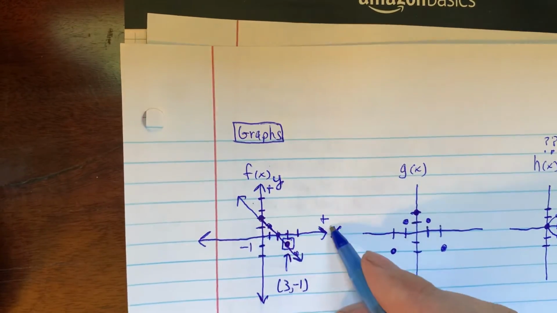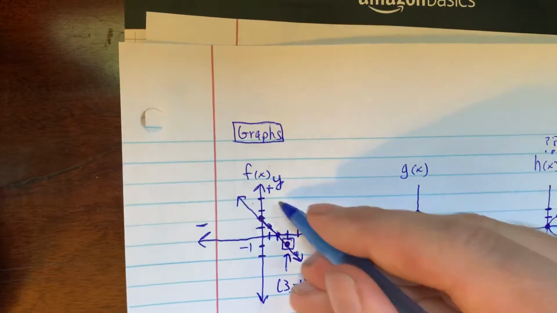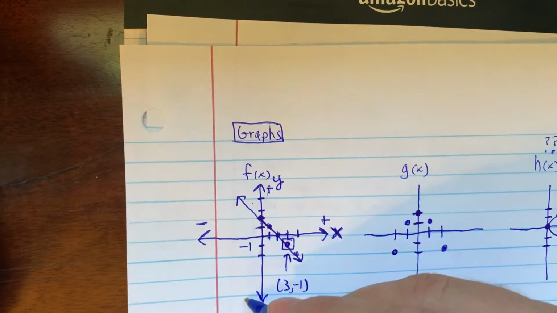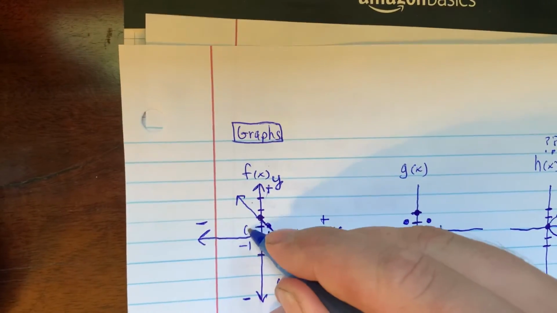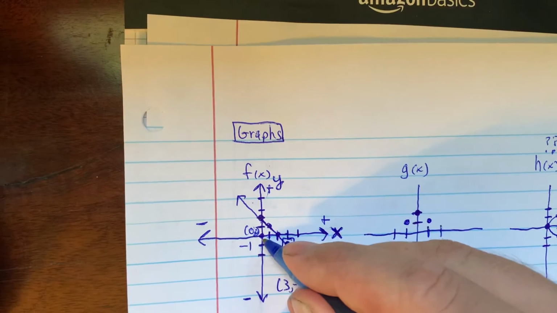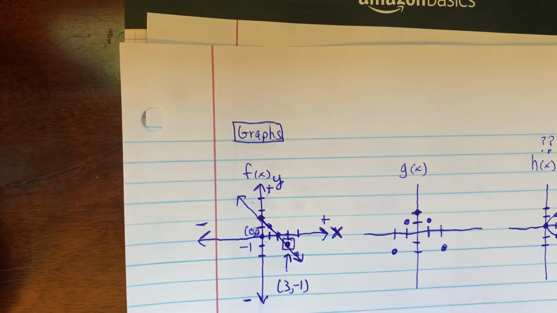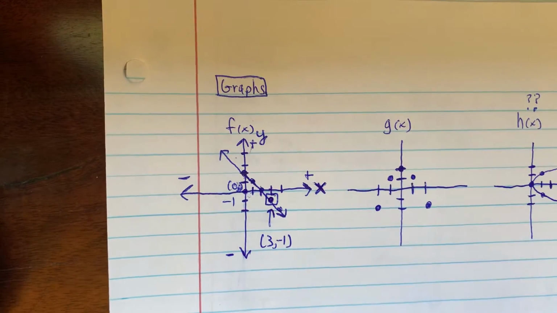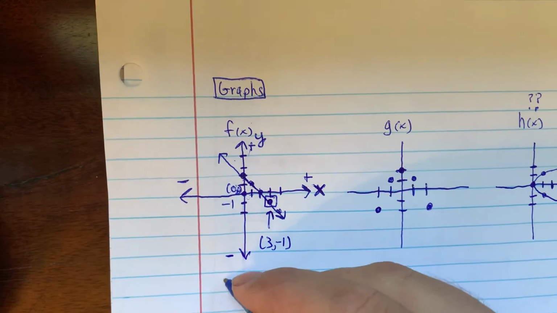The inputs are positive when you go to the right and negative when you go to the left. And the outputs are positive when you go up and negative when you go down. This point here is called the origin, and it's (0, 0). And so this is another way of writing inputs and outputs. And we can use our same function notation.